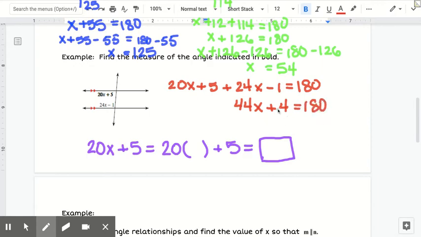And then to solve from there, I could use the addition property here, or I could use the division property. Everything here is divisible by 4, so I think it's actually easier to do that. If I divide 44x by 4, I get 11x. I divide 4 by 4, I get 1. And 180 divided by 4 is, let's see, 45.